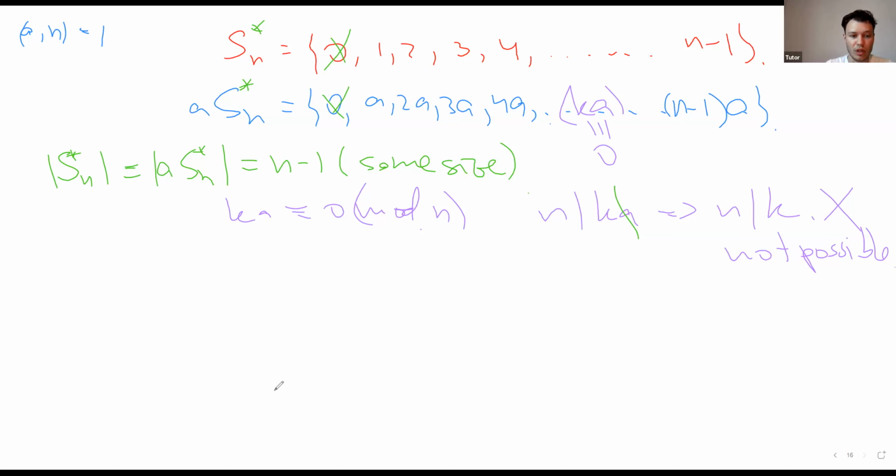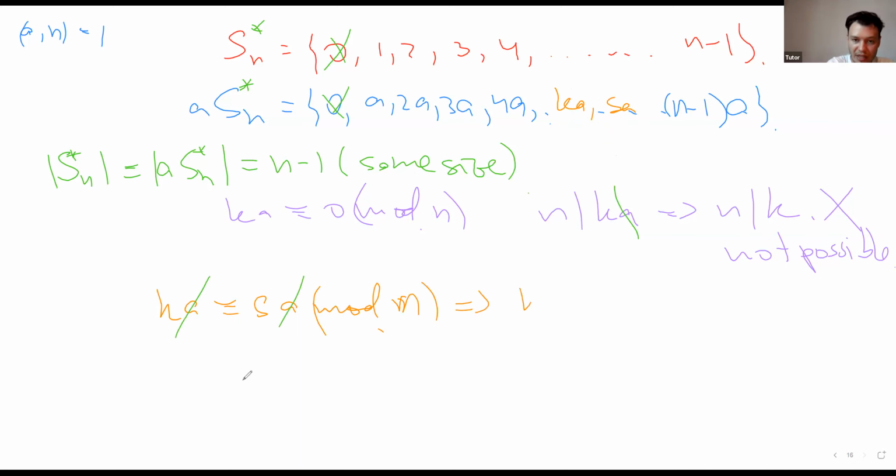How can I show that they're all different? Well, suppose there are two of them that are the same, right? So what if I had some ka and some sa, and let's say that they're both the same? So this is another idea. If ka was congruent with some sa mod n, well, look at this. Because a and n are good, I can cancel the a on both sides. And what would I get? I would get that k needs to be congruent with s mod n.